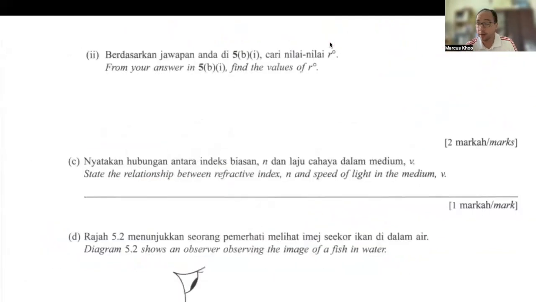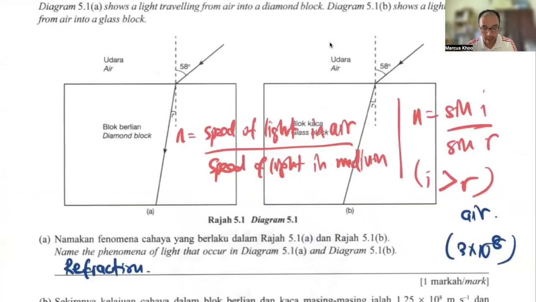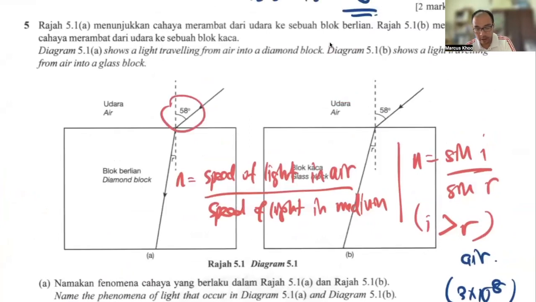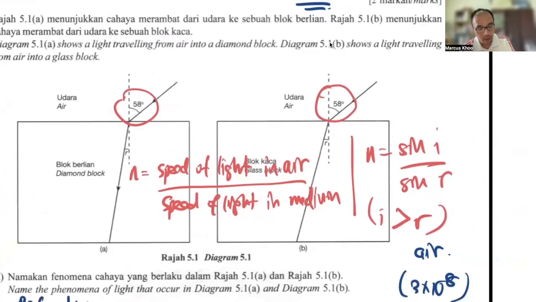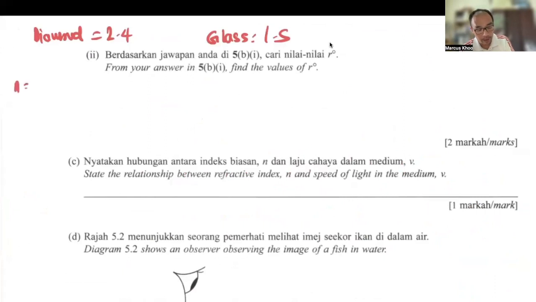From your answer in 5B1, find the values of R. So let's bear in mind first that the refractive index for diamond is 2.4 and the refractive index for glass is 1.5. If you want to find the values of R, notice that the incident angle, which is I, is 58 for both. So the formula, of course, is n equals sine I over sine R. Let's consider diamond first.